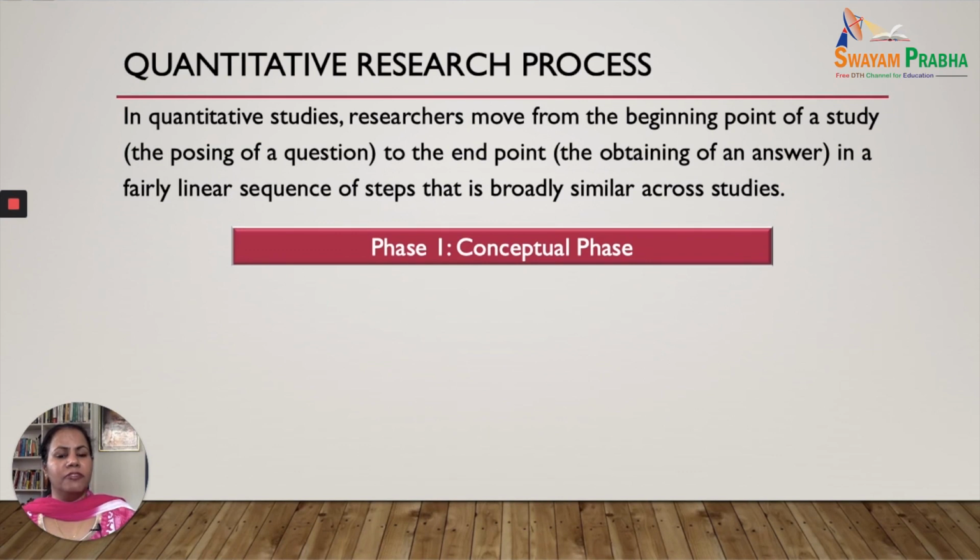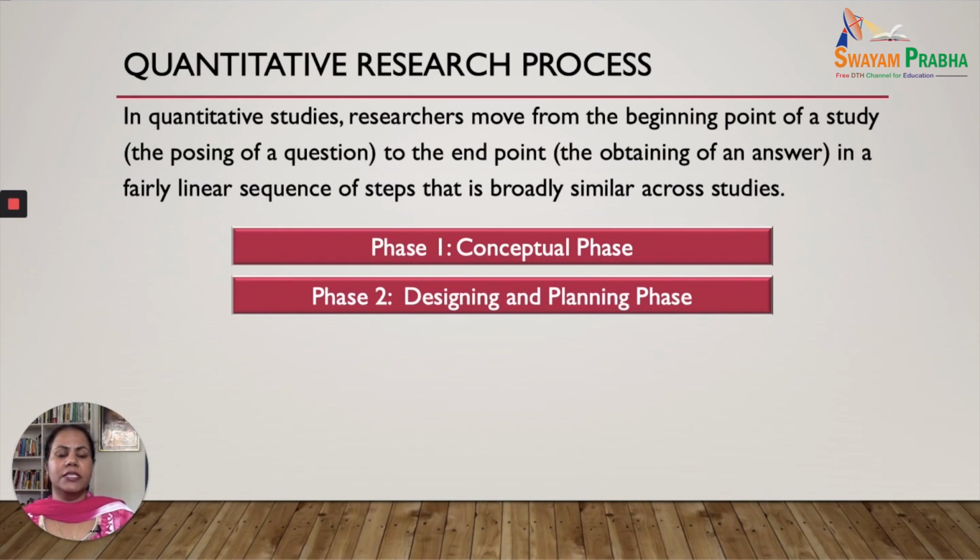Now, talking about the different phases of quantitative research, phase 1 is the conceptual phase, where we conceptualize the problem or question, where we read, we theorize, we reconceptualize, and we review. So that is why this is known as conceptual phase. Second one is designing and planning phase. So after the conceptual phase, when the question is ready, when you have studied the literature, you know the background of the study, then you start designing and planning of the research study.